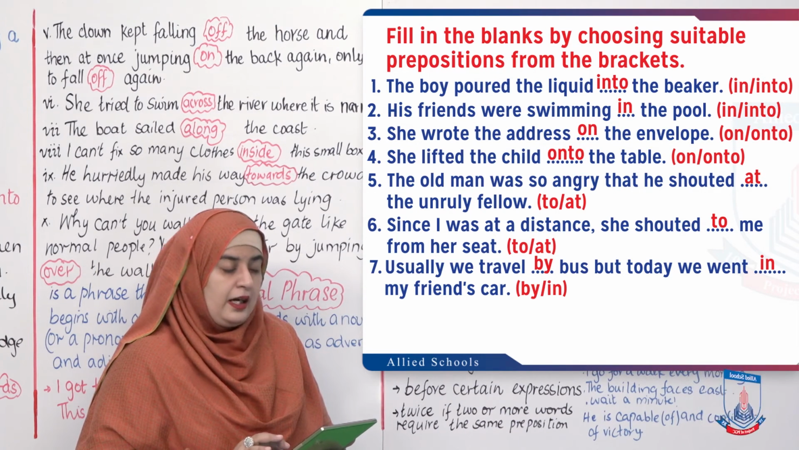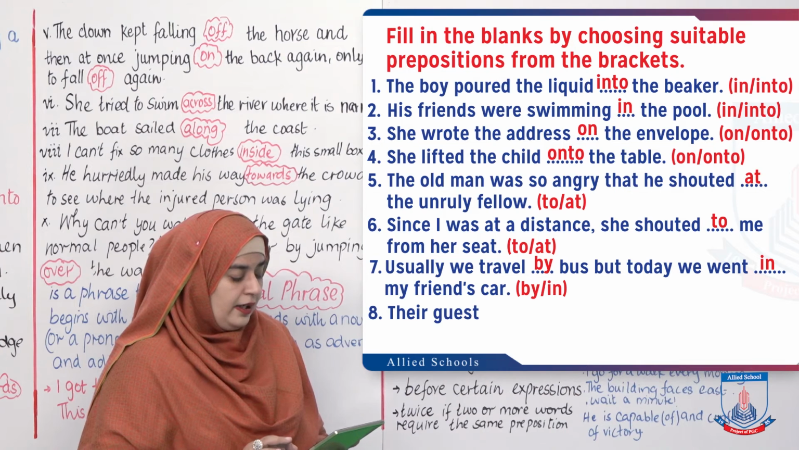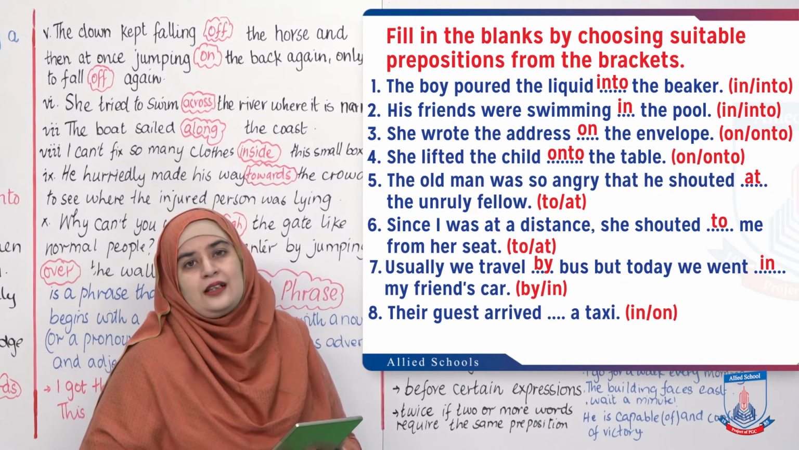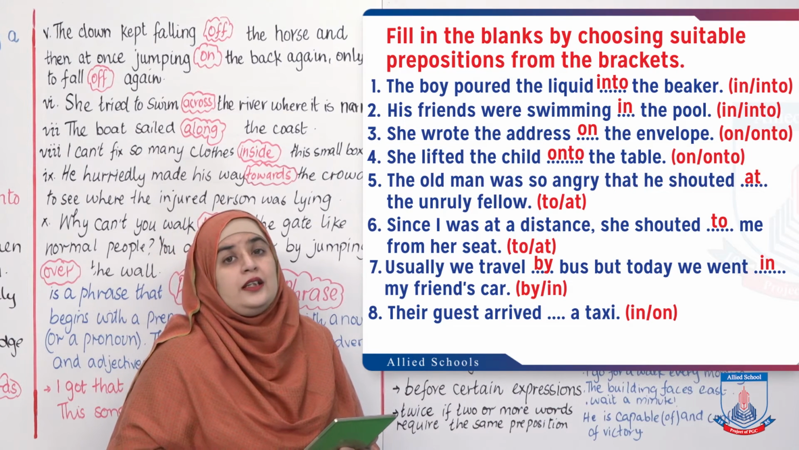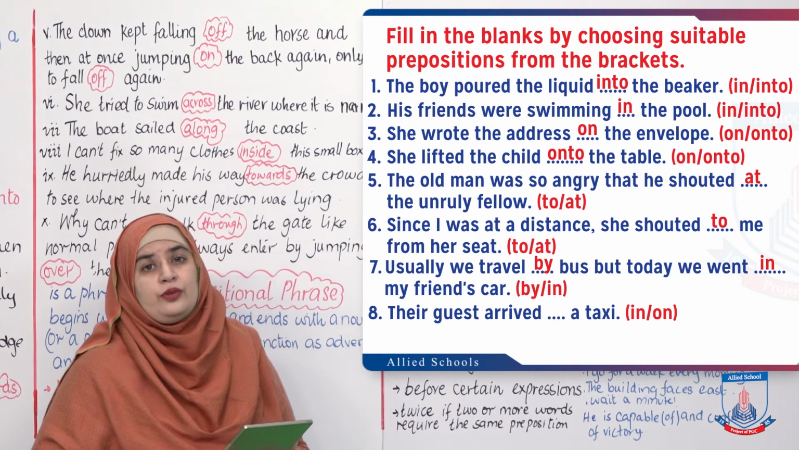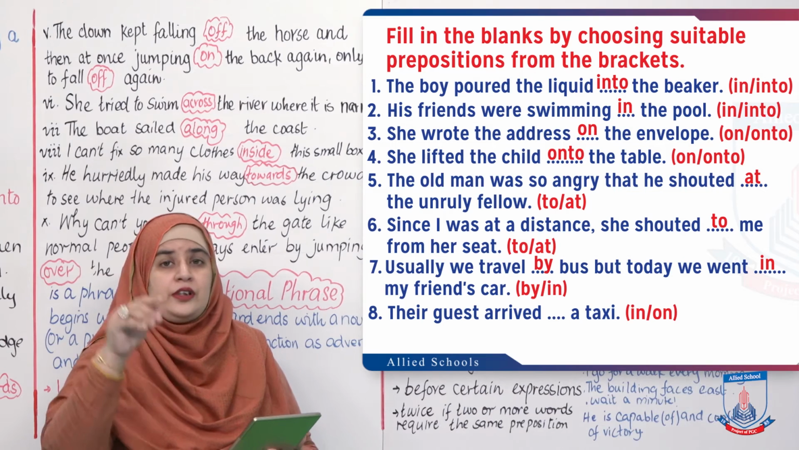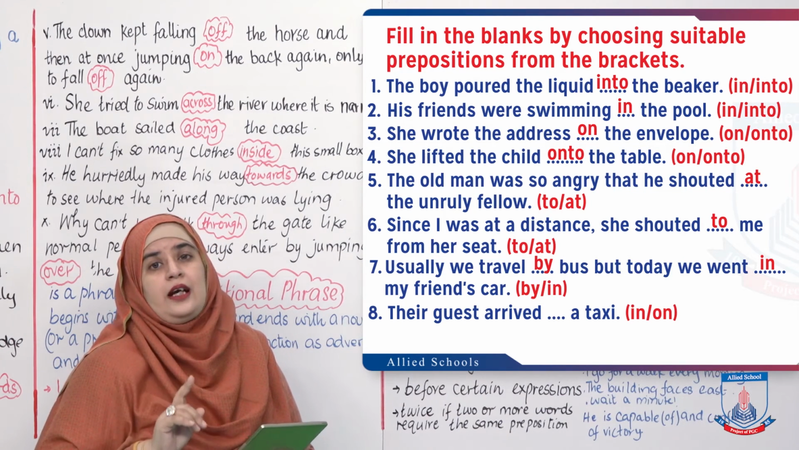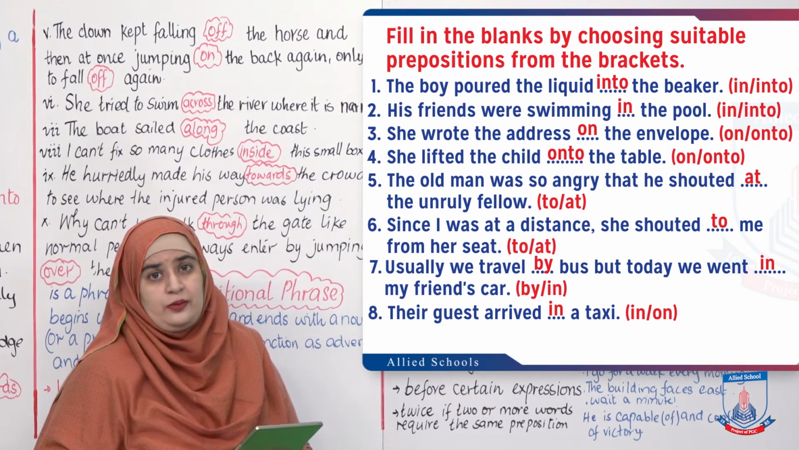Right? Last sentence is their guest arrived dash a taxi, in a taxi or on a taxi. सबसे कंफ्यूजिंग प्रपोजिशन होते हैं. आप टैक्सी के अंदर ट्रेवल करते हो, टैक्सी के ऊपर नहीं. ठीक है, तो कभी भी ऑन अ टैक्सी नहीं होगा, इन अ टैक्सी होगा.